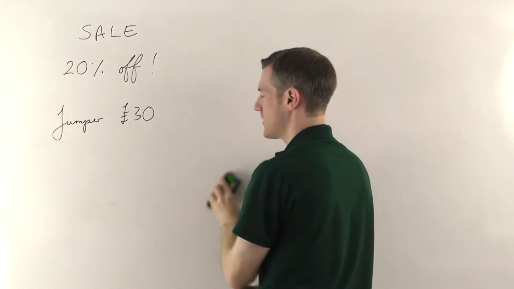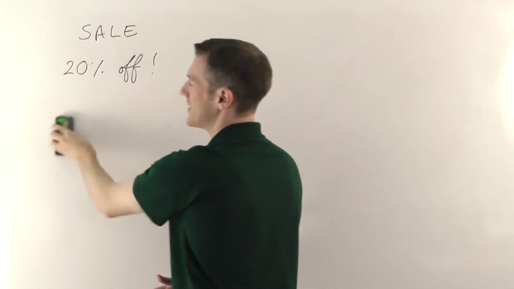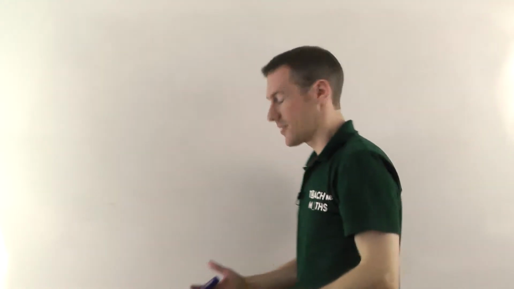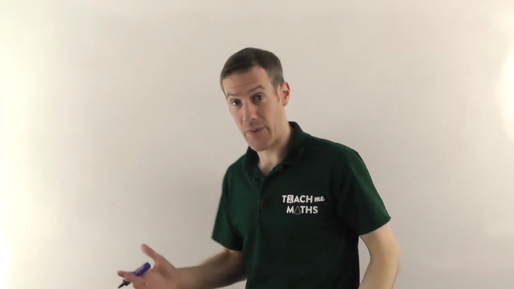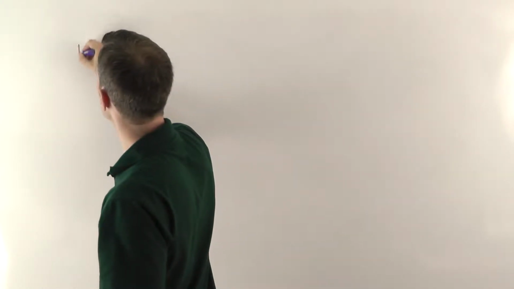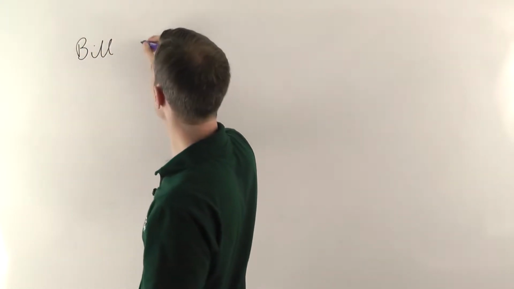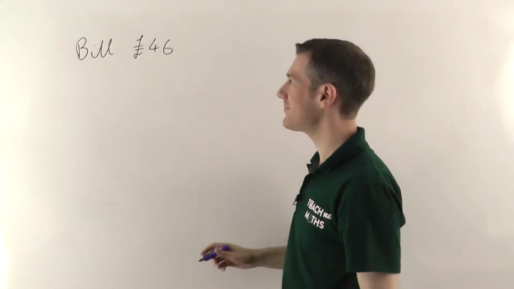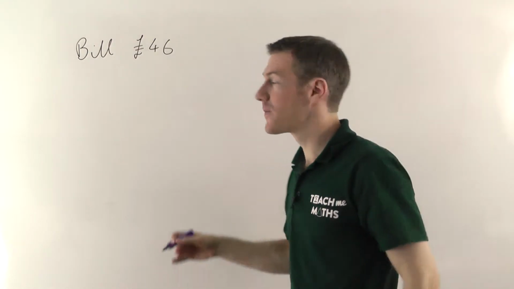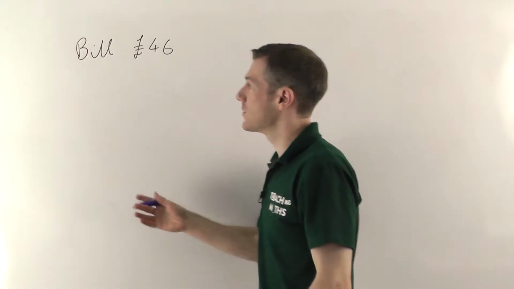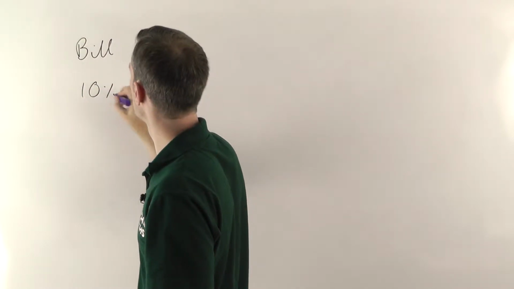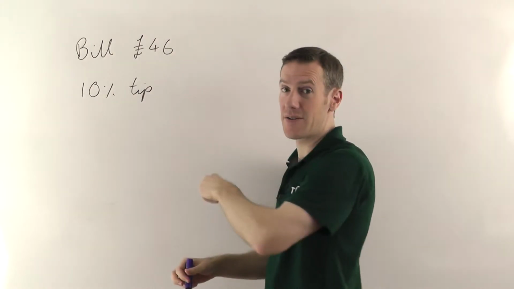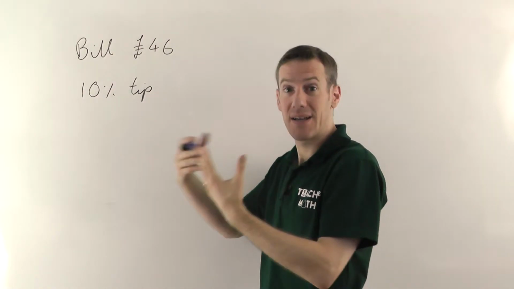Now, one common situation you might find yourself in with percentage increases is when you're at a restaurant, because usually you would give a 10% tip in a restaurant. So let's imagine that the total bill comes to £46 for your meal with your friends, and you're trying to work out what the tip will be that you need to add on afterwards. So it's 10% tip, that's the standard. So we need to find what 10% of £46 is and then add it on because we're increasing the price here.